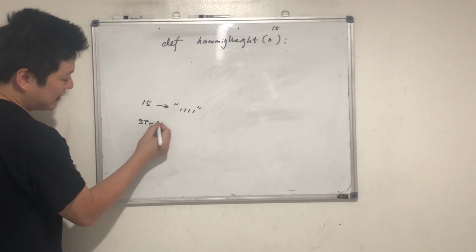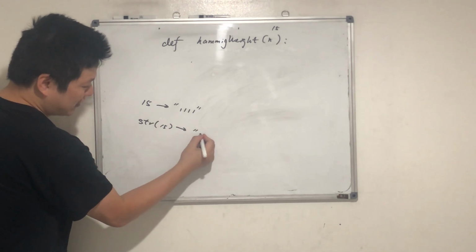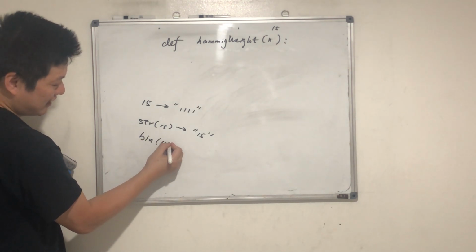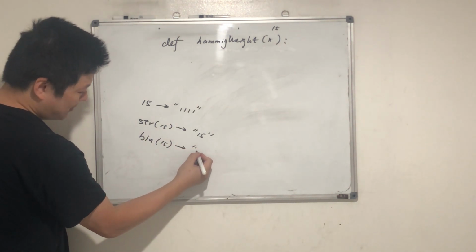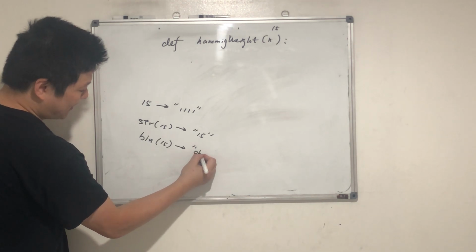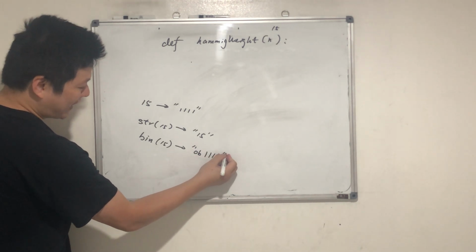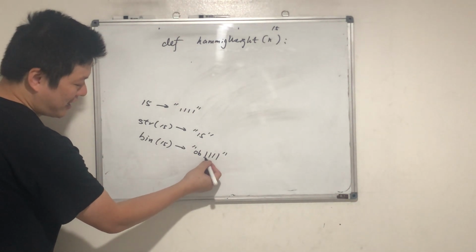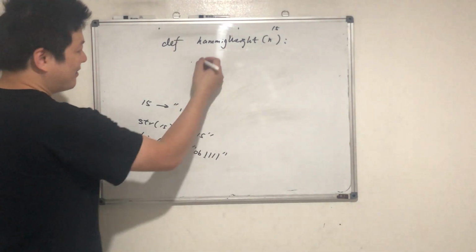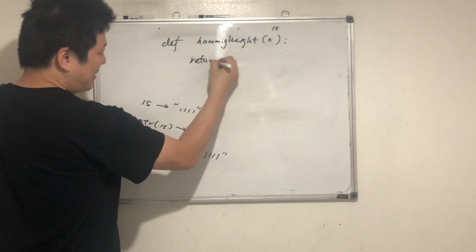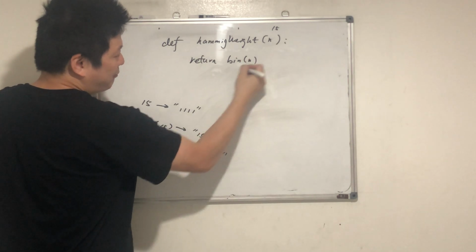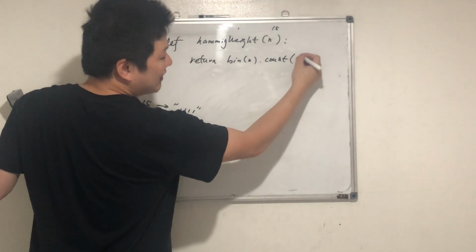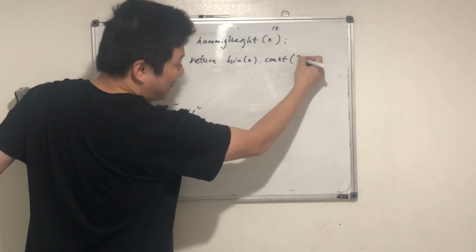If you do the string str(15), that will give you this, right? But if you do bin(15), it will give you something like 0b1111. And then here, look, bin(15), and then you can count how many 1s. So we can do this: return bin(n) dot count 1, right?